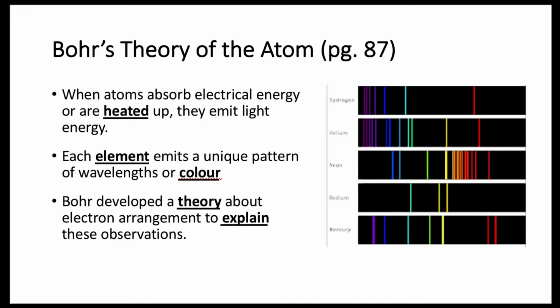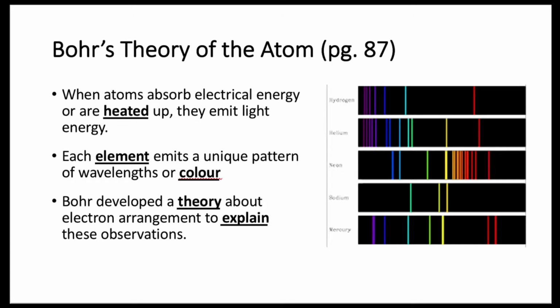So welcome back everybody to your fourth lesson for the chemistry unit. This is on Bohr's theory specifically and periodic table trends and patterns. So to begin with, starting with Bohr's theory of the atom, which is page 87 in your notes.